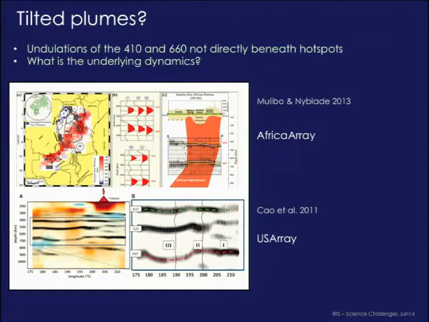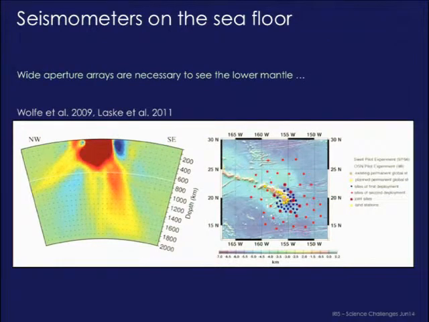Another example of the complexity that you can see in plumes is seen in transition zone images. This is an example from the Africa array on top, from Andy Nyblade, and on the bottom from the MIT group. They're showing that you can actually see transition zone deflections and undulations, not always directly beneath the hotspot. Some of these undulations are offset from the plume, telling us that some of the dynamics of the plume upwelling is not simply showing a vertical, rapidly rising plume.